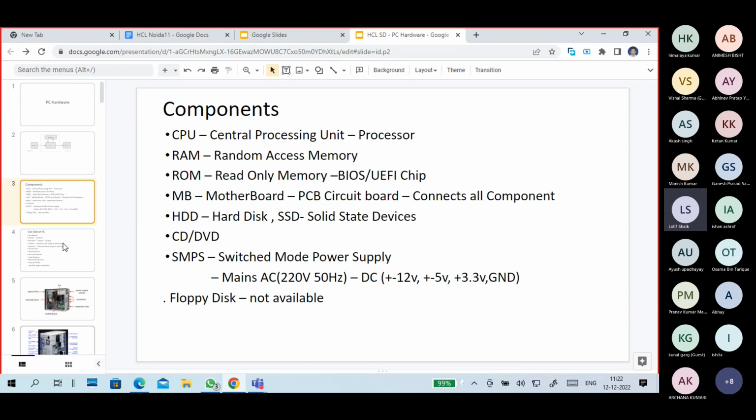So you'll see, guys: CPU, RAM, ROM, motherboard, hard disk, CD, DVD, SMPS. Like any basic computer or laptop, these are the common things. A floppy disk is not available nowadays because a floppy disk stores only 1.44 MB of data. Once upon a time 1.44 MB was huge, like an entire book. Not the entire data, but one document or multiple documents worth of data you could put on it.